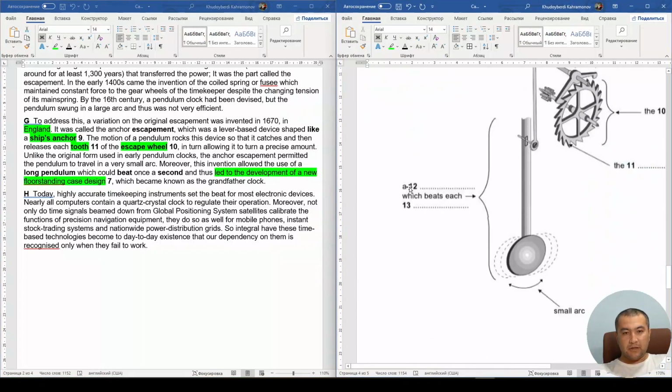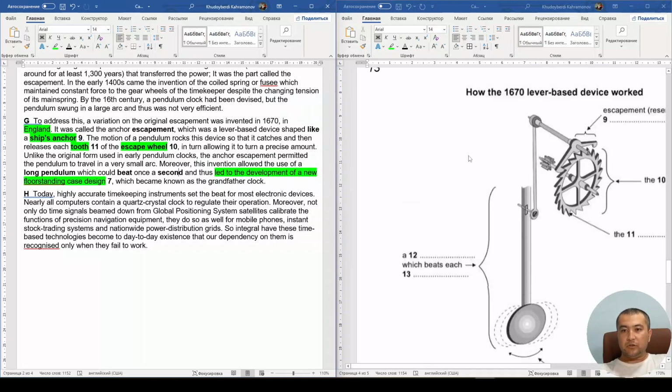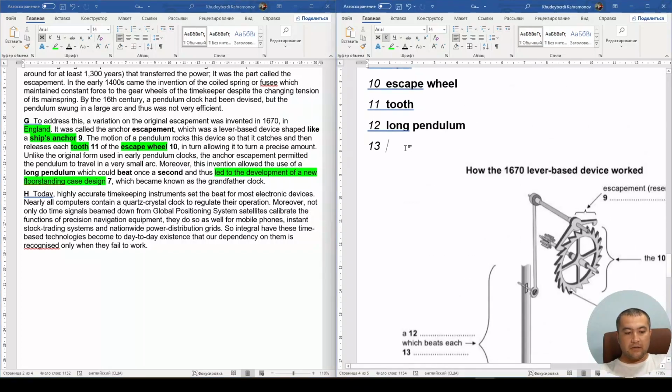We already have the indefinite article a here, which beats each, which means once a second. Once is a synonym of the word each, and we only need second. We cannot write A, because each means A, right? And that's why we should only write second.